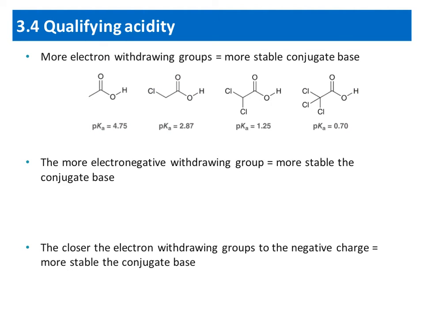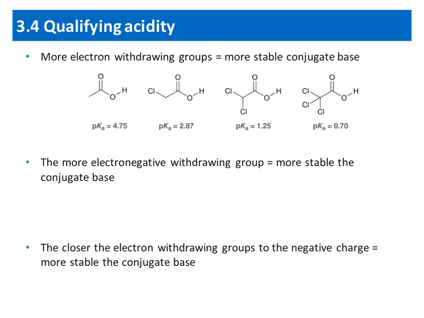There are a few rules with induction effect. When you add more electron withdrawing groups to the compound, the acidity of the compound will increase. So for example here, the acetic acid pKa is 4.75. When you add 1 chlorine to the molecule, the pKa decreases. When you add 2 chlorines, the pKa is going to be 1.25, so it decreases even more. And with 3 chlorines, the pKa would be 0.7.